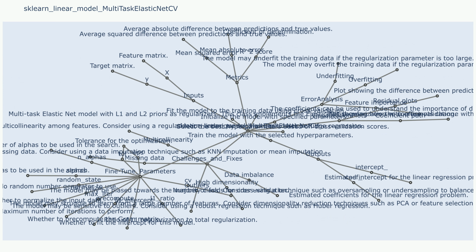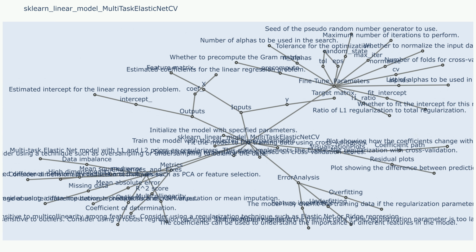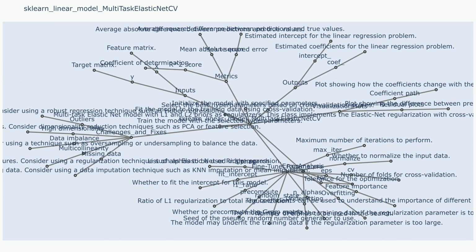1/(2n) ||Y - XW||² + alpha * l1_ratio * ||W||_1 + 0.5 * alpha * (1 - l1_ratio) * ||W||², where ||W||_1 is the L1 norm and ||W||² is the L2 norm. Alpha controls the overall strength of the penalty. L1 ratio controls the balance between the L1 and L2 penalties. The elastic net penalty mixes L1 and L2 regularization. It is useful for sparse models, similar to lasso, and for avoiding ill-conditioned models, similar to ridge regression.